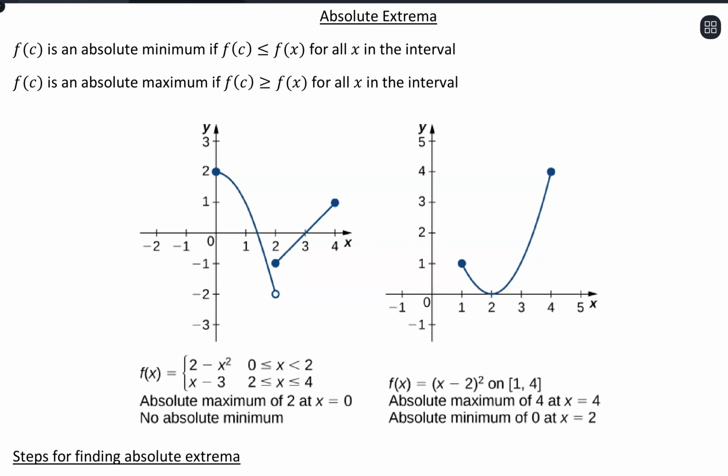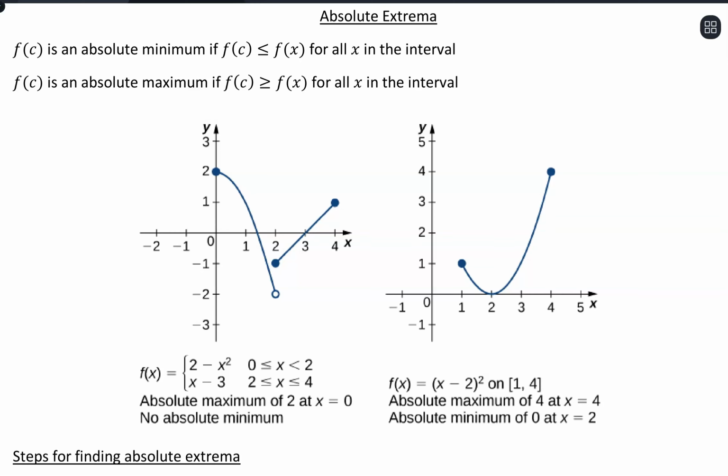So f of c as an output is an absolute minimum if that function value is smaller than every other possible f of x value for that interval. And then a similar idea for the maximum, where that f of c, or that y value, is larger than or equal to absolutely any other value on that function.